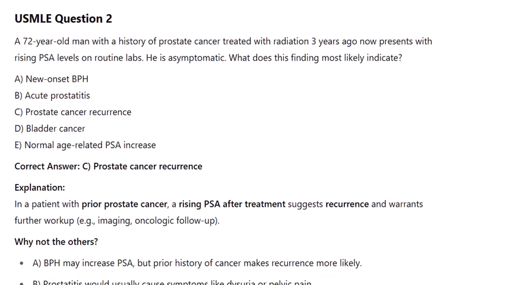Now USMLE Question 2. A 72-year-old man with a history of prostate cancer treated with radiation 3 years ago now presents with rising PSA levels on routine labs. He is asymptomatic. What does this finding most likely indicate?